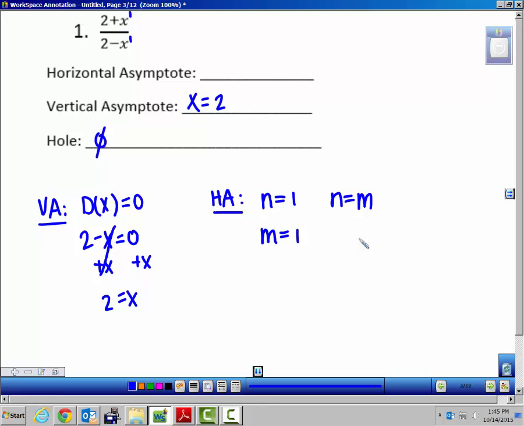So when n is equal to m, you have to do y is equal to a over b, and a and b are your leading coefficients. A is for the numerator and b is for the denominator. Remember, the coefficient is not this 2, even though it's written in front of the x. The coefficient is the number here, which is an understood 1, and here it's an understood negative 1. So a is 1 and b is negative 1, which gives you negative 1. So your horizontal asymptote is y equals negative 1.